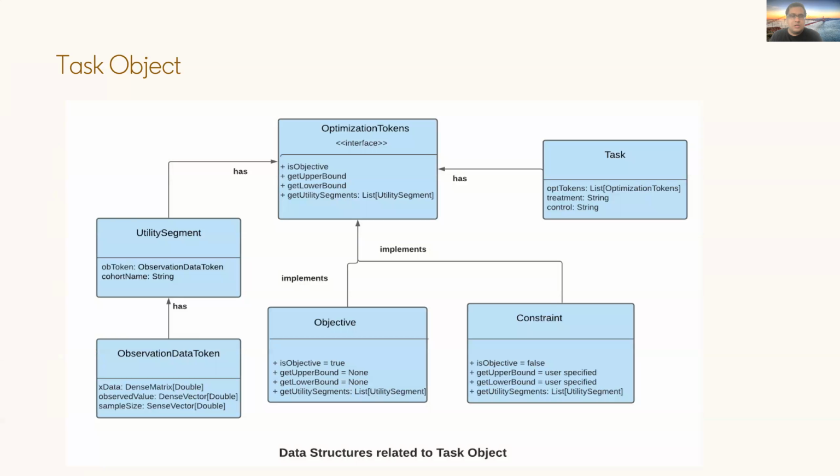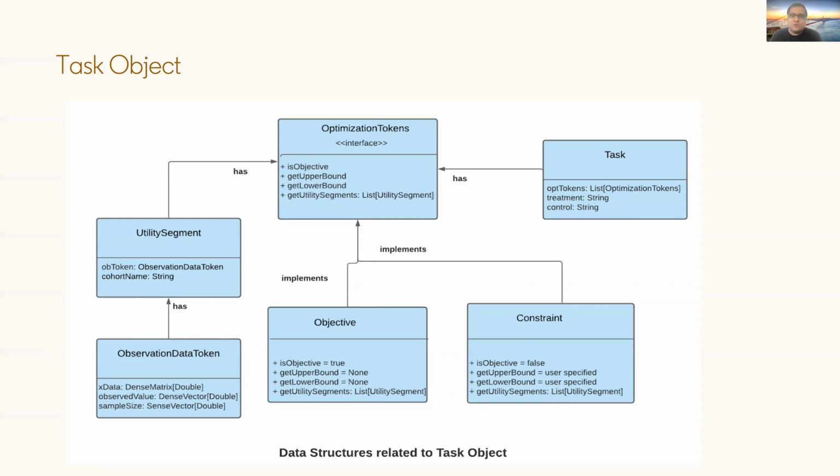Let's look at the class diagram, and this is just high level. On the left-hand side, like we discussed, there is a task which contains optimization tokens, which is an interface, and which implements an objective and a constraint. And the optimization token itself can have multiple utility segments, and each utility segment will have an observation data.